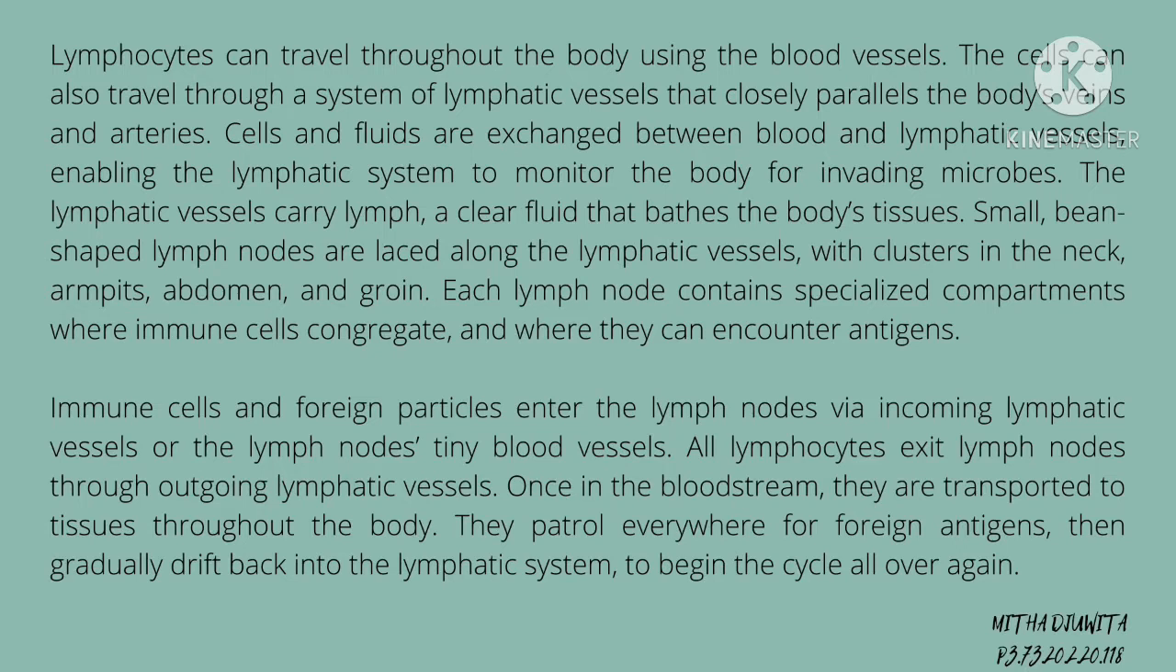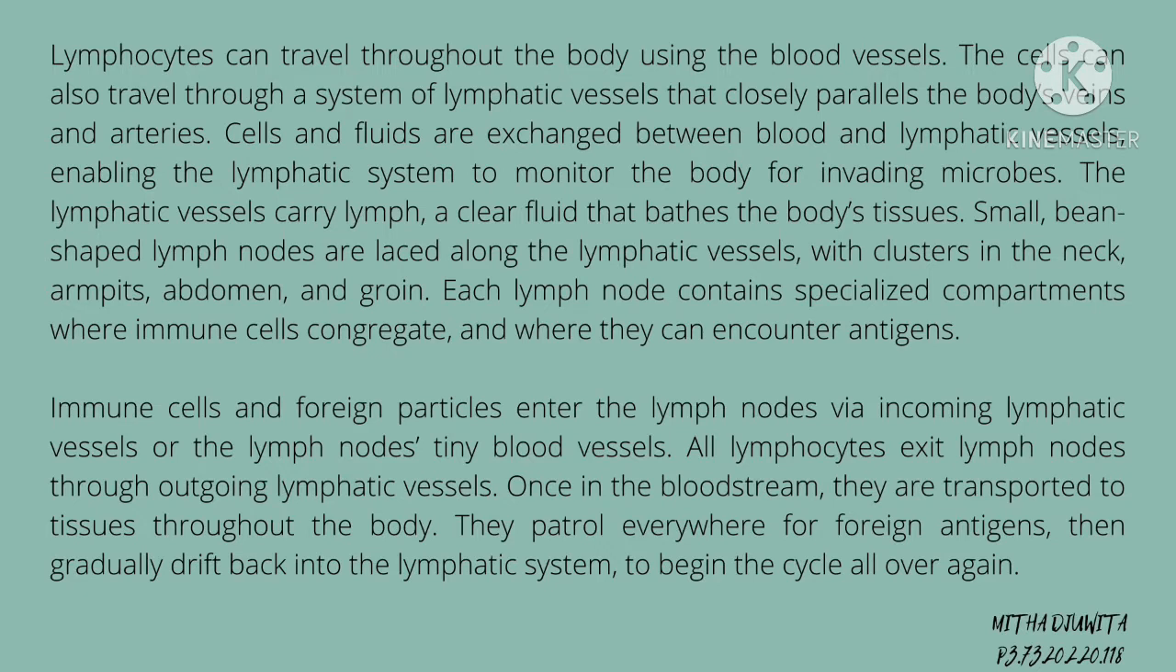Cells and fluids are exchanged between blood and lymphatic vessels, enabling the lymphatic system to monitor the body for invading microbes. The lymphatic vessels carry lymph, a clear fluid that bathes the body's tissues. Small, bean-shaped lymph nodes are laced along the lymphatic vessels, with clusters in the neck, armpits, abdomen, and groin.